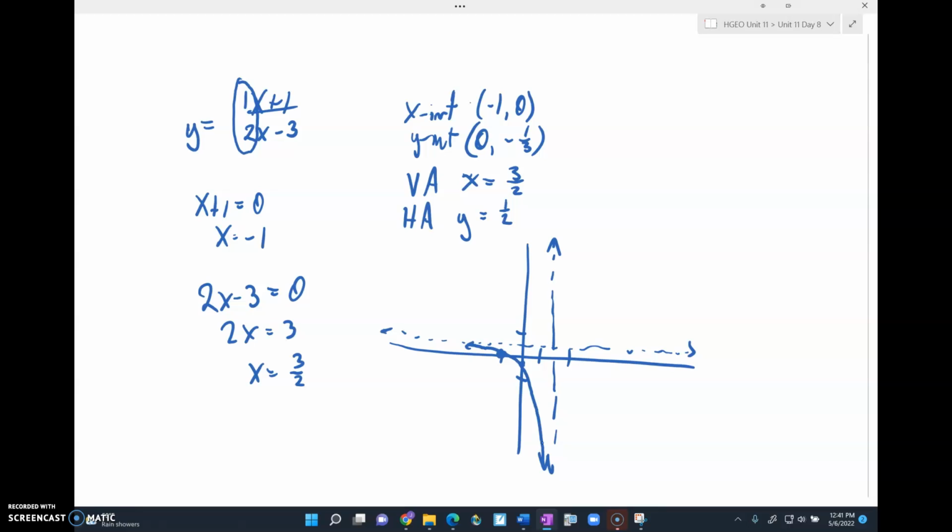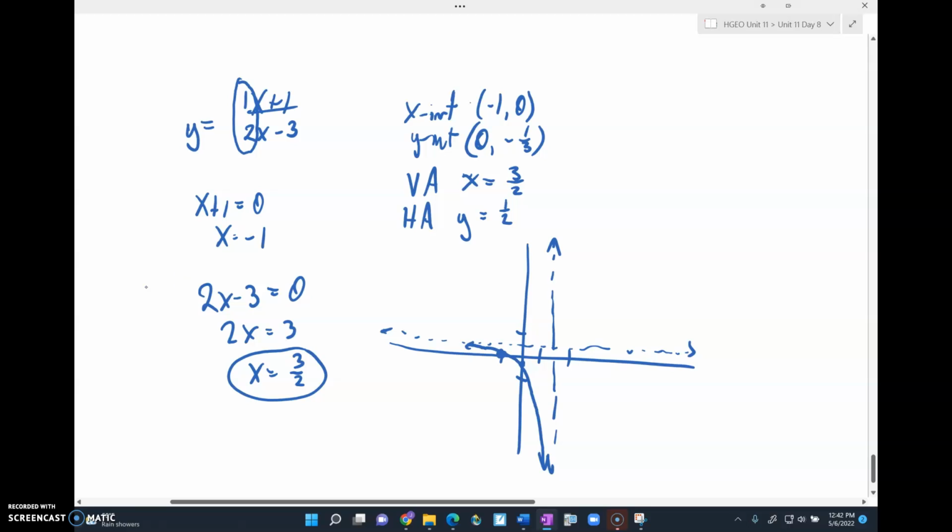Now, the multiplicity of the denominator, remember, that's how many times our answer showed up. So it's the 3 over 2. It only shows up 1 time, right? Because it wasn't as if the denominator was (2x - 3) squared. Then it would show up twice and it'd be an even multiplicity. But in this case, it only shows up once.